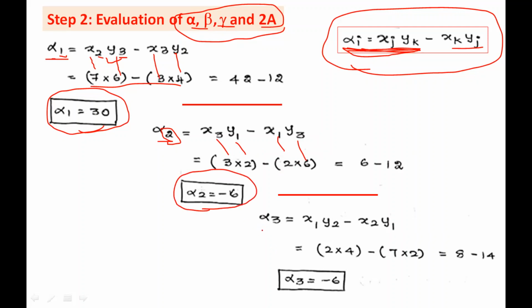Similarly, write alpha 3 starting with 3. So next is 1. We have to write x1, next y2. Then interchange the suffix, x2, y1. Substituting these values, we are getting alpha 3 equal to minus 6. So if you remember this equation for alpha i, we can find out the alpha values easily.